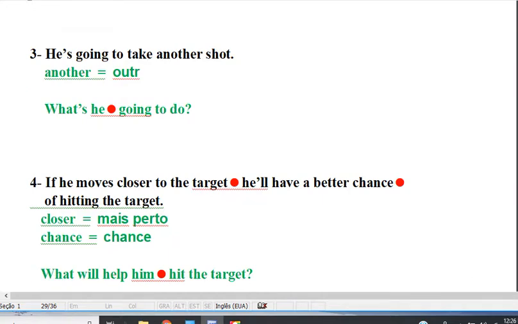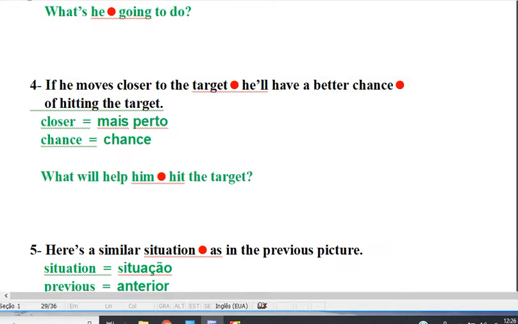Line 3, he's going to take another shot. What's he going to do? Well, he's going to take another shot.